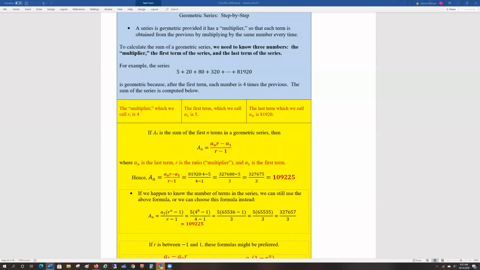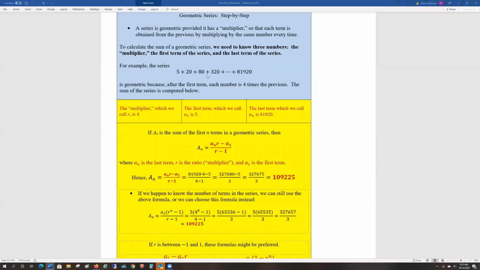So a series is geometric provided it has a multiplier. You recall last time we met, there was an adder, I called it, a common difference. Now it's going to be a common ratio, so that each term is obtained from the previous by multiplying by the same number every time. So here's an example. The first number can be anything, really. And then I have chosen to create this series, 5 plus 20 plus 80 plus 320.